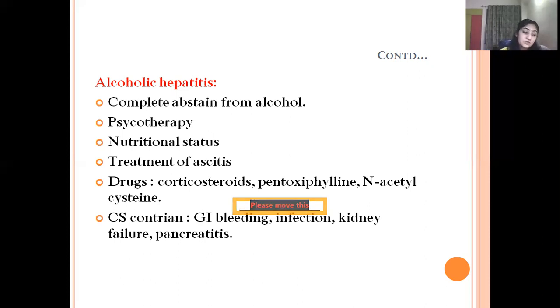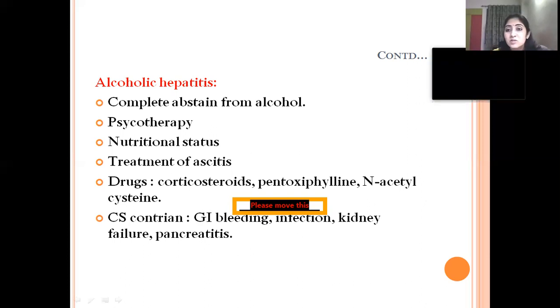So these were a few important questions which can be asked in viva examination or in theory examination. Hope you will benefit from this session. I will advise you to go through other reading or other learning material too to gain more knowledge.